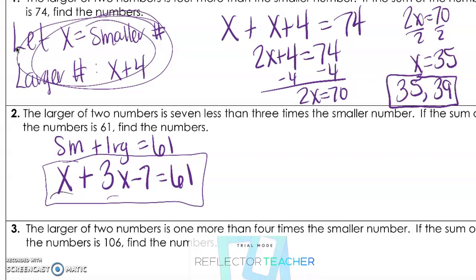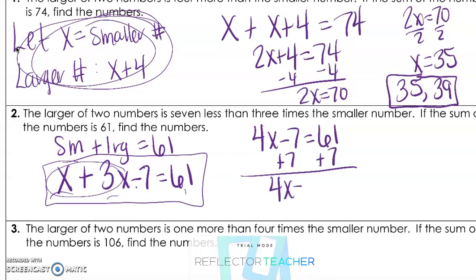So x plus 3x gives me 4x minus 7 is equal to 61. Some of you might realize you can combine and add 7 at the same time. If you're comfortable with that, great. If not, go ahead and do it one step at a time. Now I need to add my 7. 4x equals 68. Divide by 4. x equals 17.